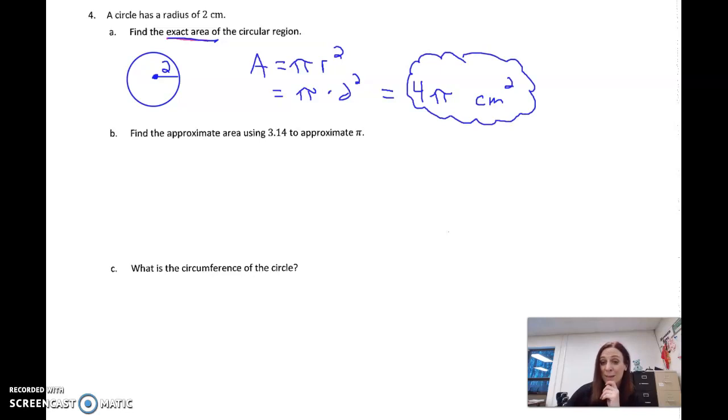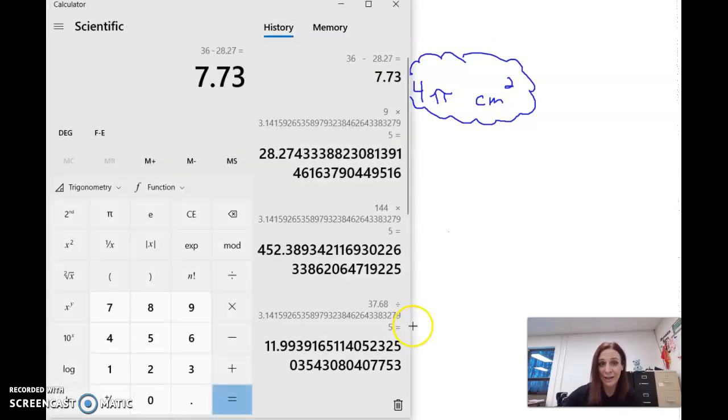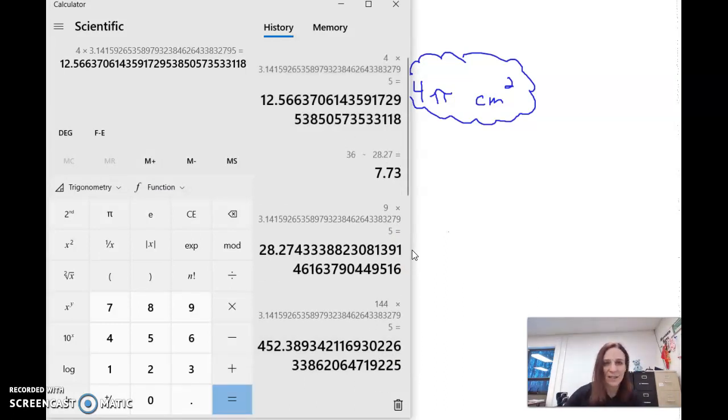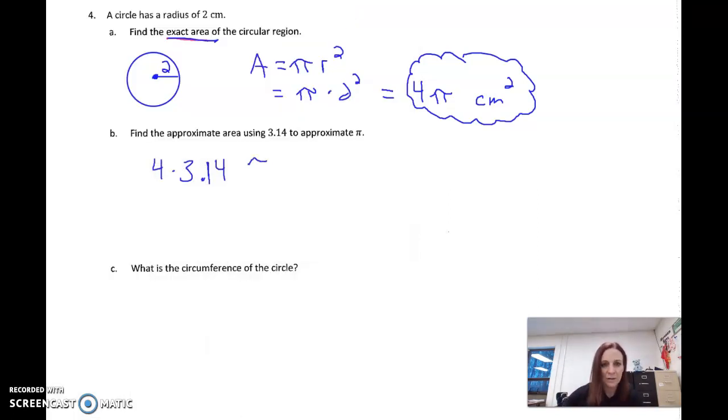Now, if we approximate it, it says using 3.14, we could go 4 times 3.14. I'm going to be honest, I tend to use the pi button. I would tend to go 4 times pi and get about 12.566, right? We'll say 12.57. Okay, so we have exact and approximate.